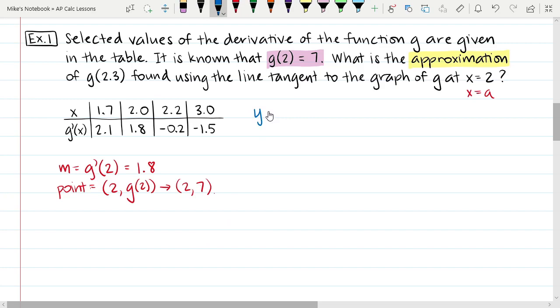So remember, that's going to be y equals f of a plus f prime of a times x minus a. So that now becomes y equals, now f of a, again that's g of 2 in this case, so that's going to be 7 plus our slope, which is 1.8, times x minus 2. So this right here is our tangent line.